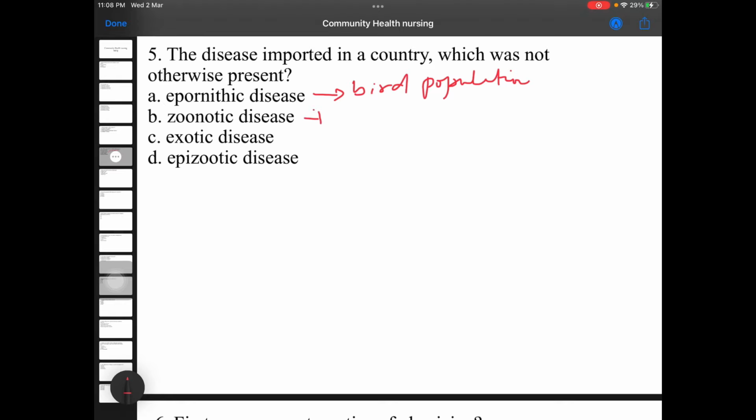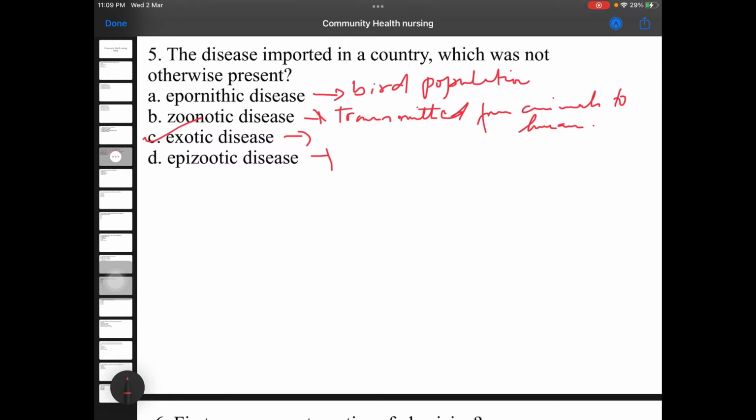And zoonotic disease is the type of disease that's transmitted from animals to humans. And what is exotic disease? Exotic disease is the type of disease that is imported into a country where it was otherwise not present. So the correct option here is option C.